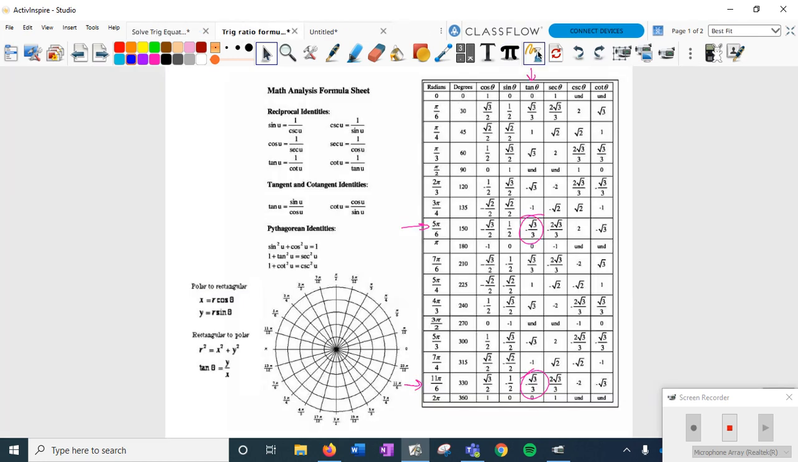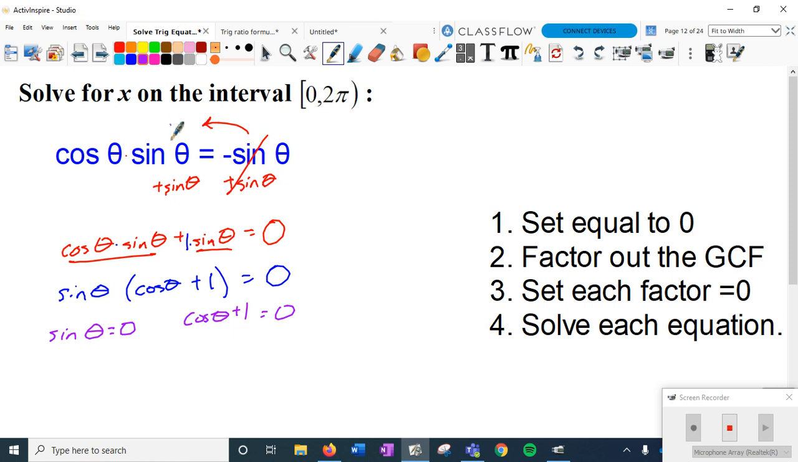So I go to my trig formula chart. When does sine equal 0? It equals 0 there, and then it equals 0 here at pi, and then again at 2 pi. But again, we're not going to use the 2 pi because it's just the same thing as 0. So we said sine is equal to 0 at 0 and at pi.